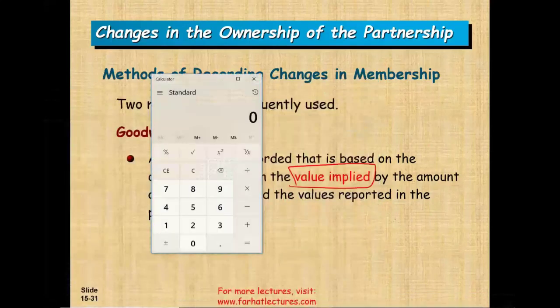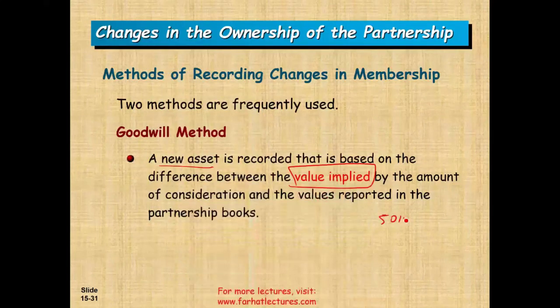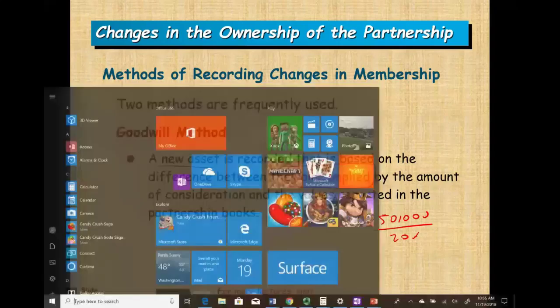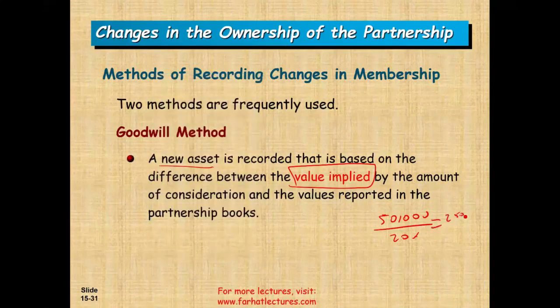How does that work? Well, here's how it works. If somebody contributed $50,000, and we said we are going to give you 20% of the partnership for that money, what does that mean? It means we are implying, if we take $50,000 divided by 0.2, that the partnership is worth $250,000. So we're going to find how much the partnership is worth. Then based on that, we're going to back into the journal entry. So just know that we're going to have to find the implied value. If somebody paid $50,000 and we gave them 20%, it means the partnership is worth $250,000.